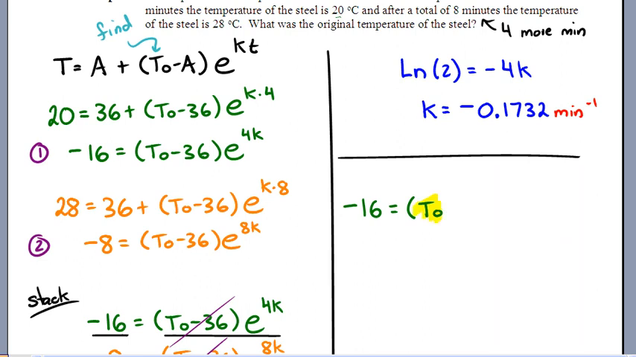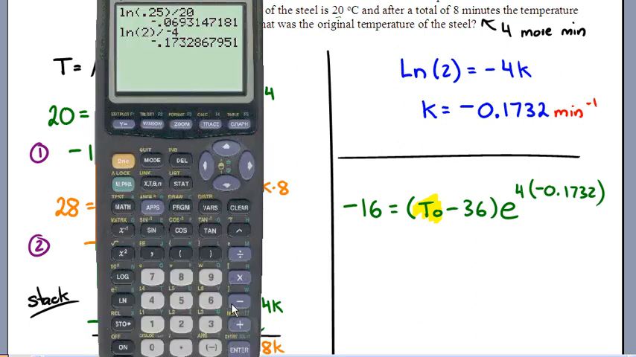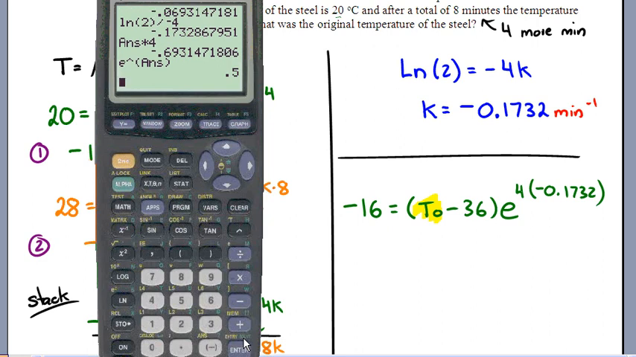Going after that. So T naught minus 36 e, but now I know this k, right? It's 4 times it, so I'm going to have 4 times negative 0.1732. I've actually got upside down minutes and minutes that are canceling. That's beautiful. And what I can do is say, all right, what would that be? If I multiply that by 4, trying to keep all the digits I can, and then I'm going to go e to that. That works out pretty nice. That's just 0.5. That's no fluke either.